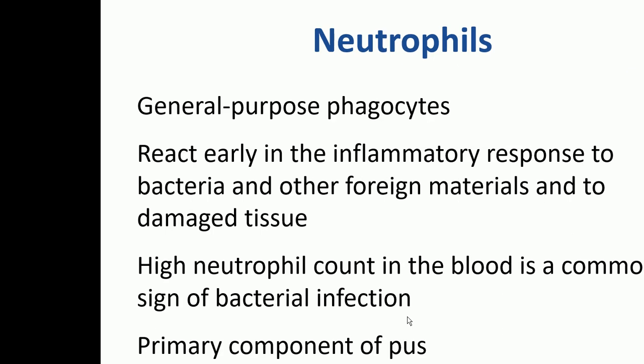Basically, neutrophils are general purpose phagocytes. They react early in the inflammatory response to bacteria and other foreign materials and to damaged tissue. A high neutrophil content in the blood is a common sign of bacterial infection. And neutrophils are the primary components in pus.